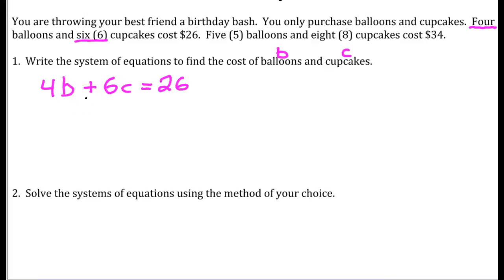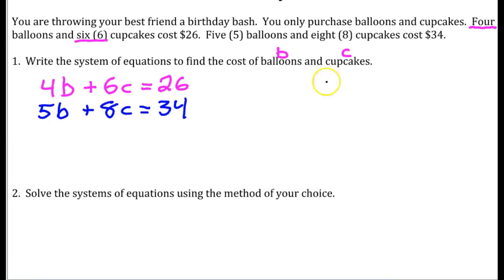What about the second one? What did you get for the second one? 5B and what else? 8C equals 34. So the translating is very much the same. So this first part is going to be the same.